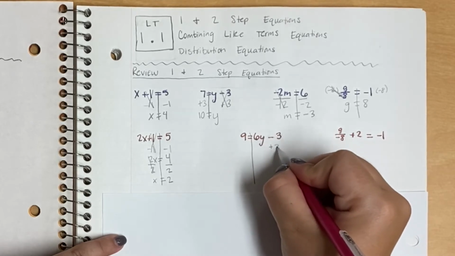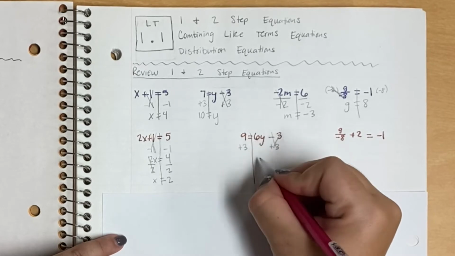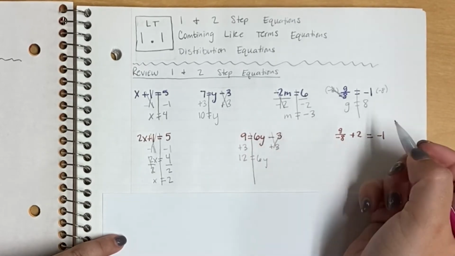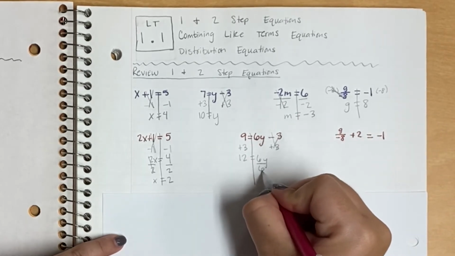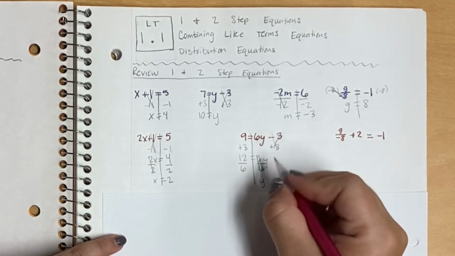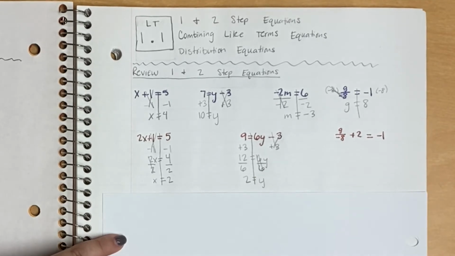I need to move the 6 and the 3. Then minus 3 is furthest away, so I can move it by adding on both sides. Then drop down my 6y. 9 plus 3 on the other side is 12. Now I have a 1-step equation. In order to get rid of that 6, I'm going to divide it on both sides. My 6 cancels. I'm left with y equals 2. 12 divided by 6 is 2.